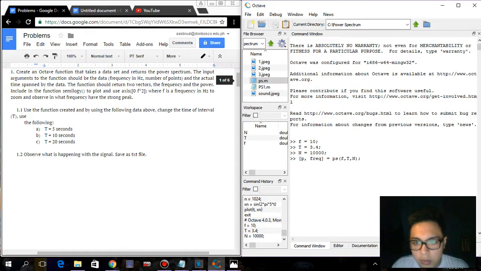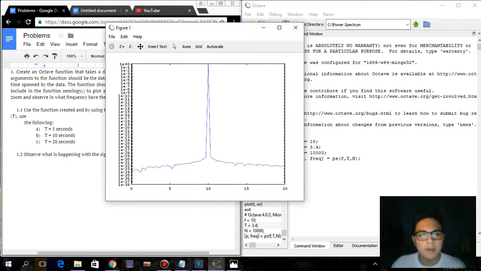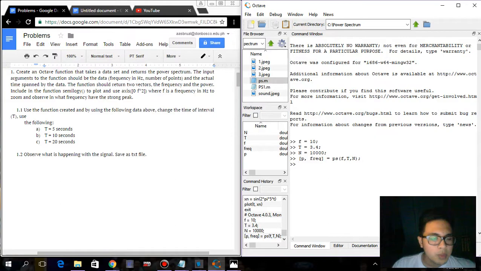So now we're going to do it, and as expected we have to get a very strong peak at the frequency of 10 Hz. Okay, so in 1.1 we are going to use the function we created and use the following data, except for the time of interval. We are going to vary it: 5, 10, and 20. Now let's do it.